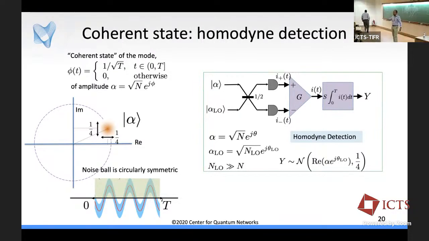So you have alpha and alpha LO, and it's a 50-50 beam splitter. So if you remember the convention that I wrote down, the first output will have alpha plus alpha LO over root 2, right? And the second one is going to have alpha minus alpha LO over root 2. And what if I now do photon detection, that normal photon detection that will give you a Poisson outcome on both of those outputs? So you will get two random variables, K1 from the first detector, which will be a Poisson random variable whose mean is magnitude squared of alpha plus alpha LO over root 2. And the second one will be a Poisson random variable with a mean of magnitude squared of alpha minus alpha LO over root 2.